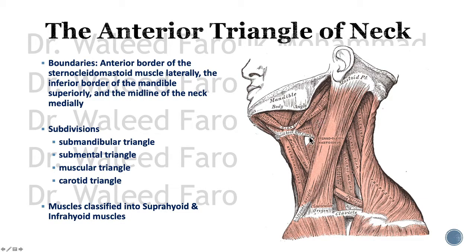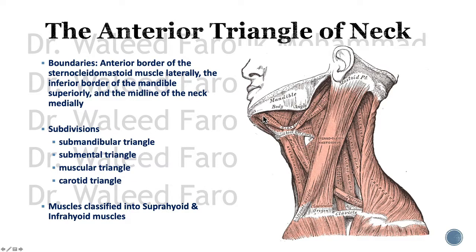It's an upside down triangle opposite the posterior one, and of course it's full of muscles, so that's why it's subdivided into smaller triangles. For example, this is the posterior belly of digastric, this is the anterior belly of digastric, and this is the border of the mandible. This is the digastric triangle.